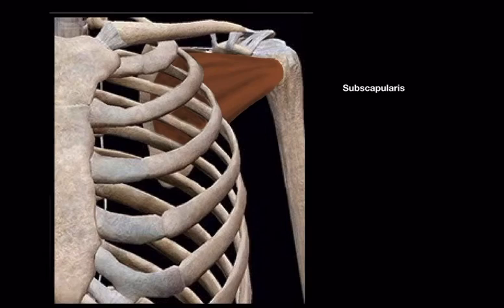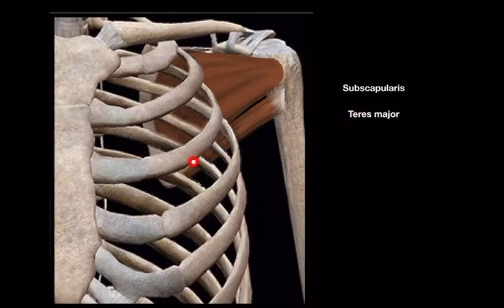Now, next is the teres major muscle. Teres major. Teres means rounded. Rounded, large muscle. There is another muscle, teres minor, that is deep to the subscapularis muscle, and that is a smaller muscle. That's rounded, smaller muscle. This is rounded, larger muscle. So teres major muscle.